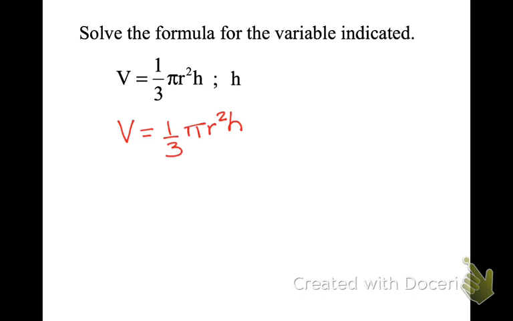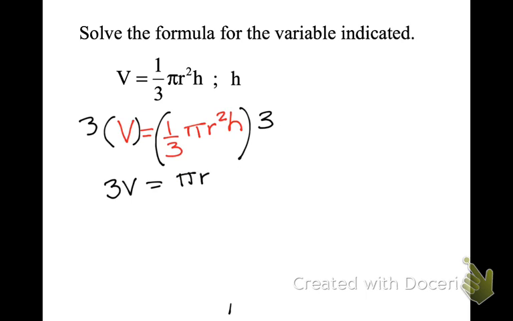Everybody say both sides. Okay? Multiplying this side by 3, and the whole thing, I need to see it. Put those in parentheses, the whole thing. And then I get 3v equals pi r squared h. Now what would you do? I divided by pi r squared.